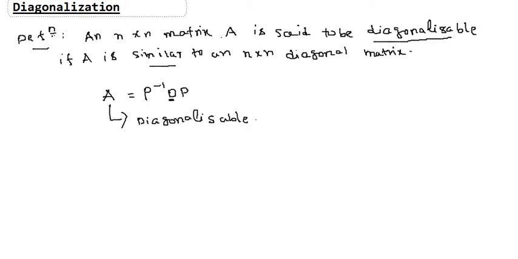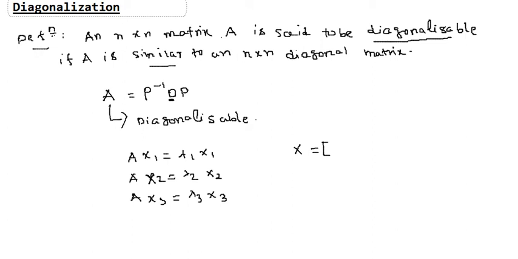In this video we talked about a matrix A that has eigenvalue lambda 1 with eigenvector x1, and lambda 2 with eigenvector x2. Suppose A is a 3 by 3 matrix with three different eigenvalues lambda 1, lambda 2, lambda 3, and three eigenvectors x1, x2, x3. Then we write X, whose first column is x1, second column is x2, and third column is x3. All of them are 3 by 1 matrices, so X is a 3 by 3 matrix.